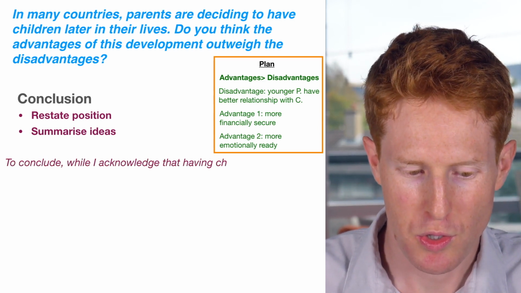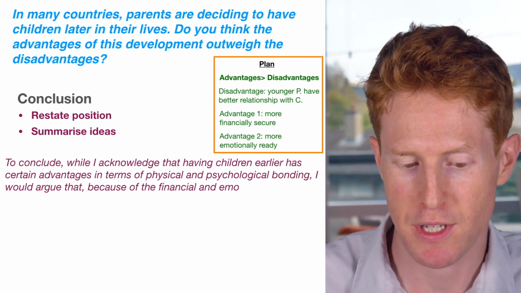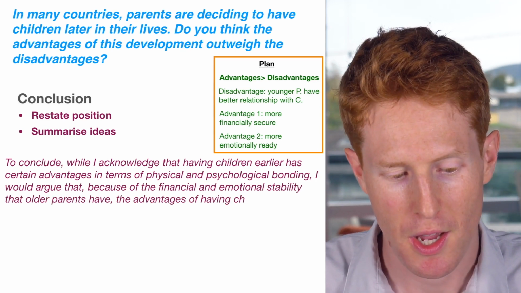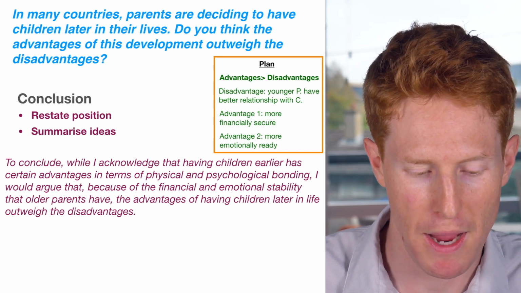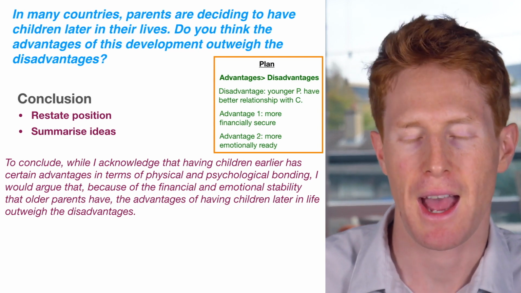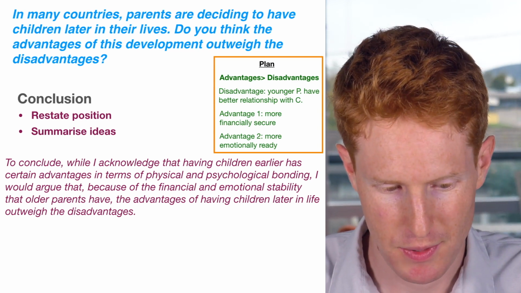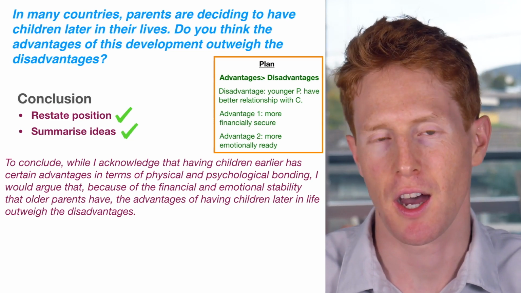So, to conclude, while I acknowledge that having children earlier has certain advantages in terms of physical and psychological bonding, I would argue that because of the financial and emotional stability that older parents have, the advantages of having children later in life outweigh the disadvantages. So we restate our position and we summarize our ideas.